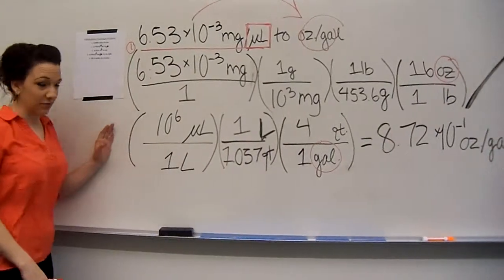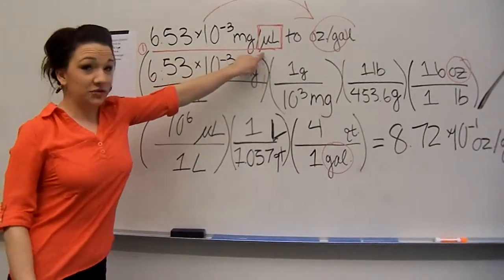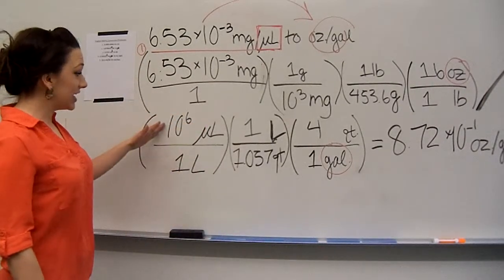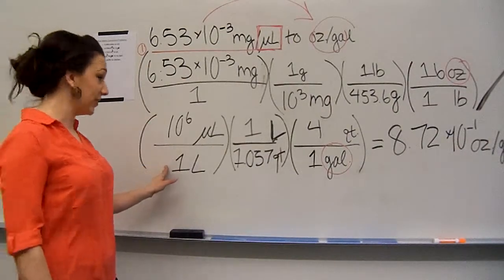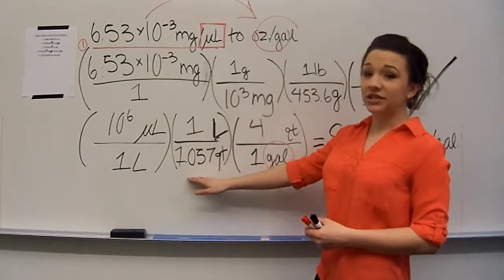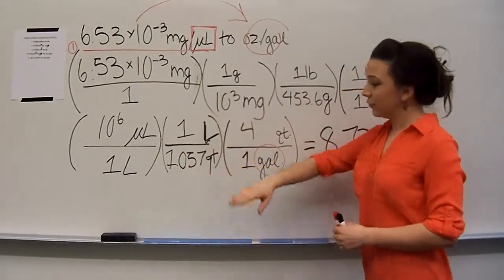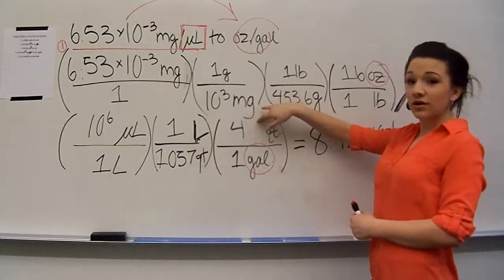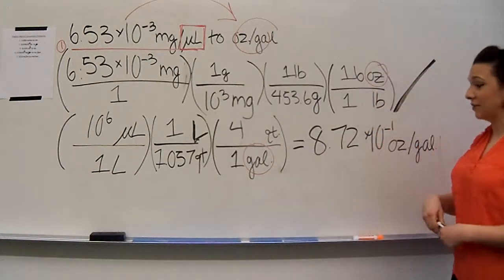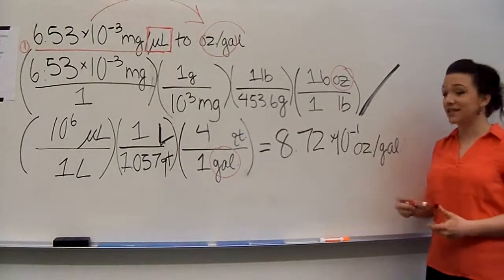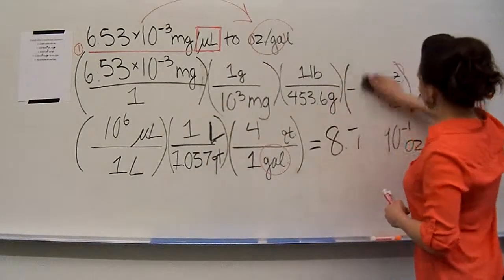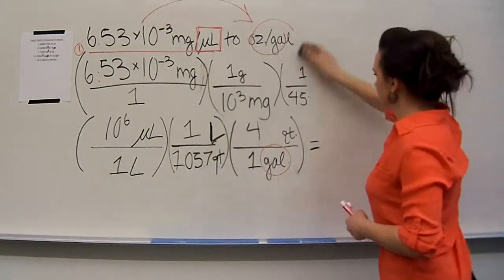Now we move to the second part of our problem. We take the unit, and we set that on the top, and then we put its equivalent on the bottom. So 10 to the 6 microliters is equal to 1 liter. We match 1 liter to 1 liter. 1 liter is equivalent to 1.057 quarts. We match quarts to quarts. 4 quarts is equal to 1 gallon. Again, you plug that into your calculator, and you should end up with 8.72 times 10 to the negative first ounces per gallon. I'll go ahead and show you one more of these problems.